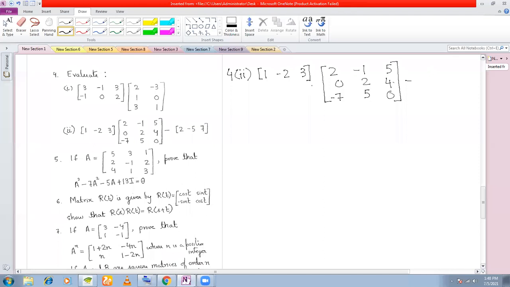This is how many rows? 1 row. How many columns? 3 columns. This is a 3 by 3 matrix, right? Matrix, square matrix of order 3. So here I have number of columns of the first matrix is 3, number of rows of the second matrix is 3. They can be multiplied. And what should be the order of the resulting matrix? It should be a 1 by 3 matrix. That means the resulting matrix should have 1 row and 3 columns, right?